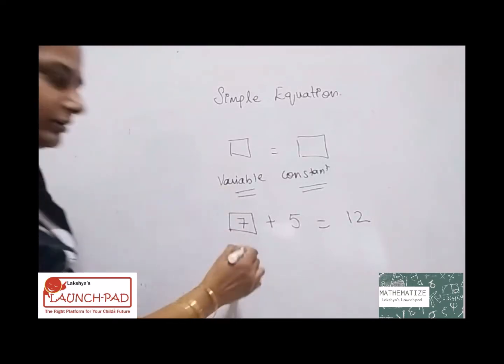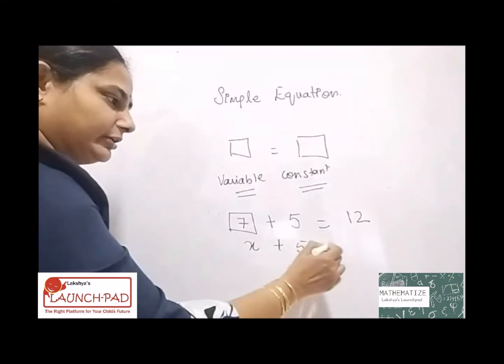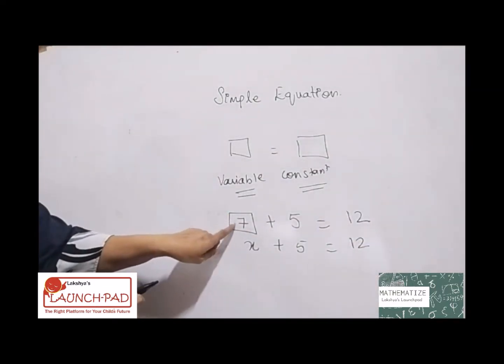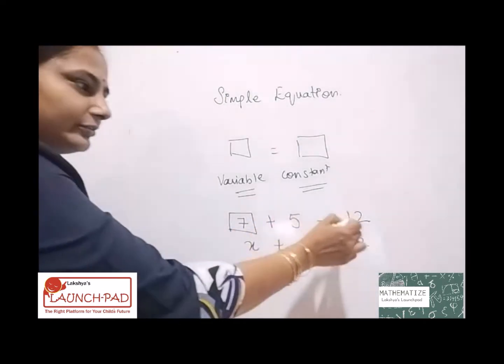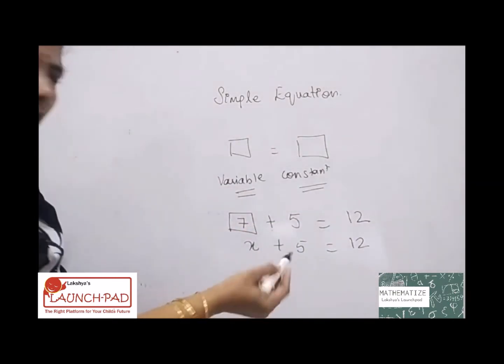That box will become a variable. Box plus 5 equal to 12, and we have to find the value. What did you actually do to get the 7? 12 minus 5. We subtract 5 from 12. Yes. So that means what?